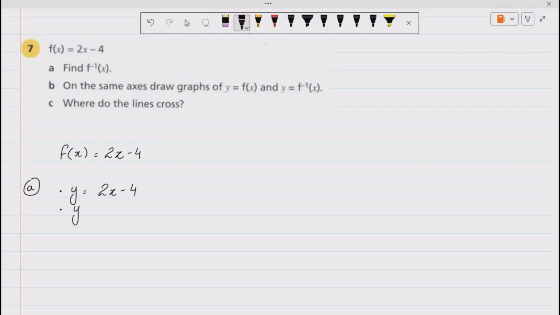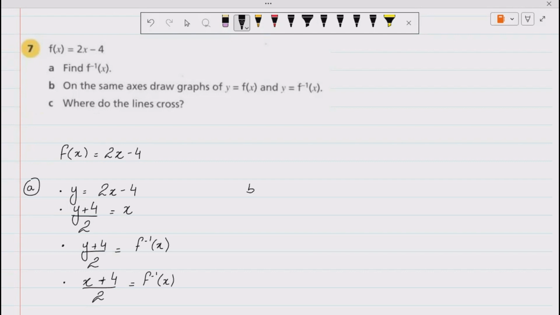Then we find the value of x. So y, this minus 4 becomes plus 4, and this 2 which is multiplying comes to the divide. So x equals y plus 4 divided by 2. In the third step, y plus 4 over 2 equals x. We replace x with f inverse x, and then y with x. So x plus 4 over 2 equals f inverse x. Right, so this is part A.